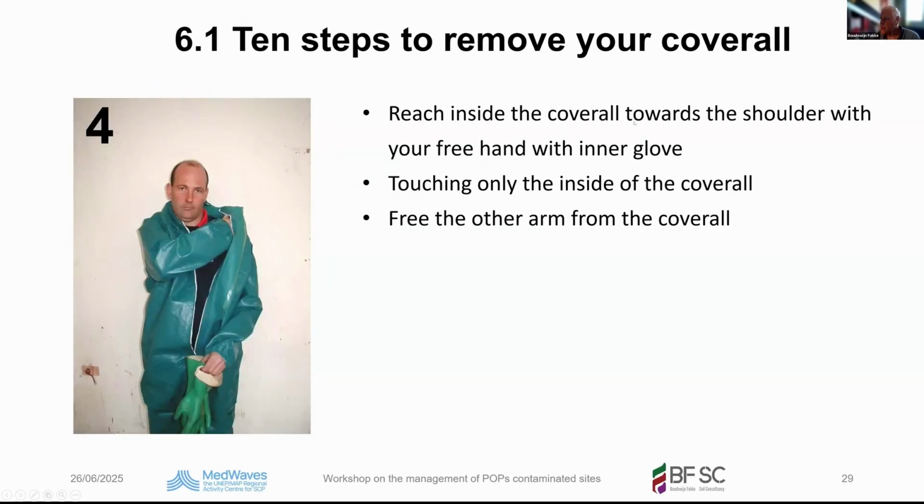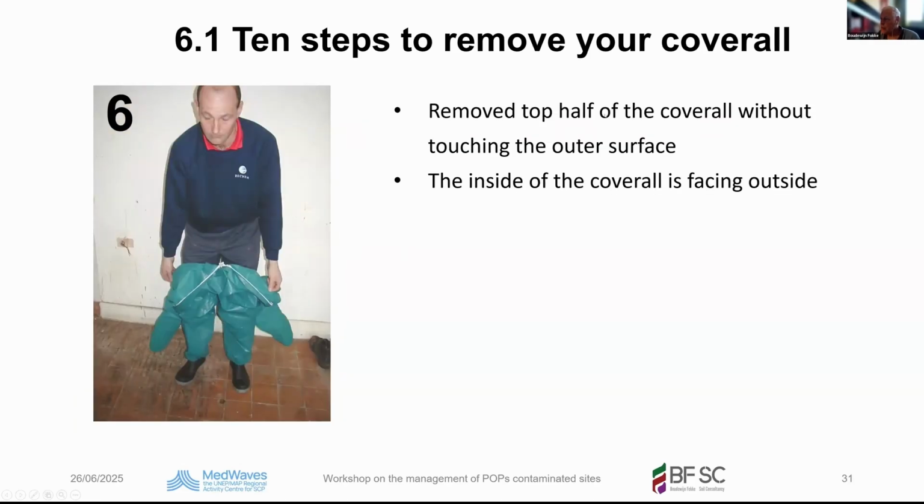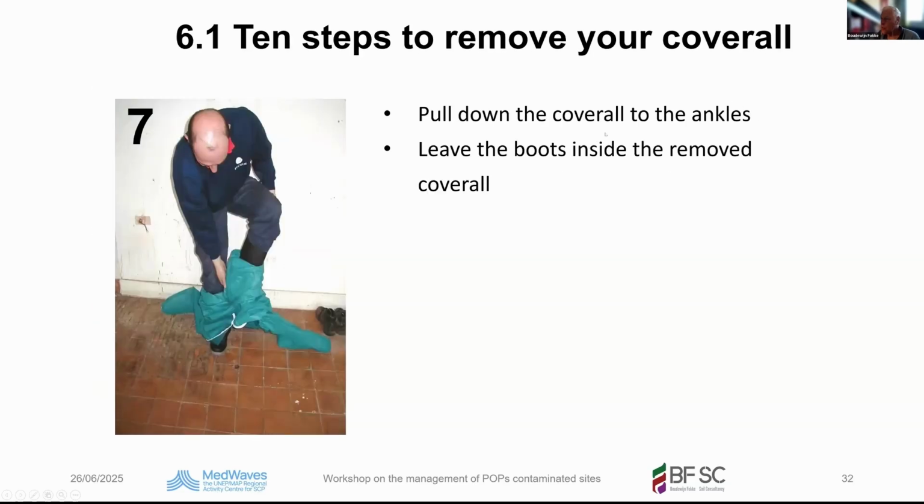Reach inside the cover overall towards your shoulder with free hands and with inner gloves, touching only the inside of the overall. Free the other arm from the overall. Reach inside the overall towards the other shoulder with your free hand with the inner gloves. So here, then remove the top half of the cover overall without touching the outer surface, but then strip it off. The inside of the coverall is facing outside. Pull down the cover overall to the ankles. Leave the boots inside the removed overall.